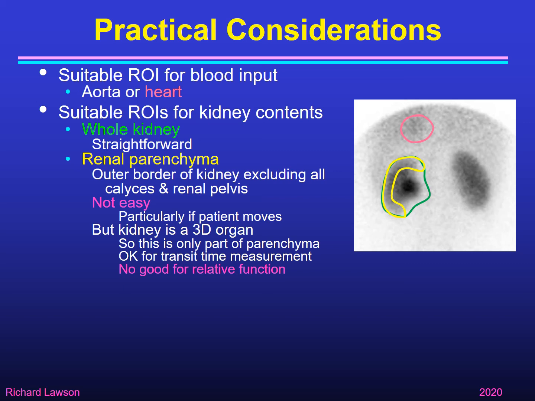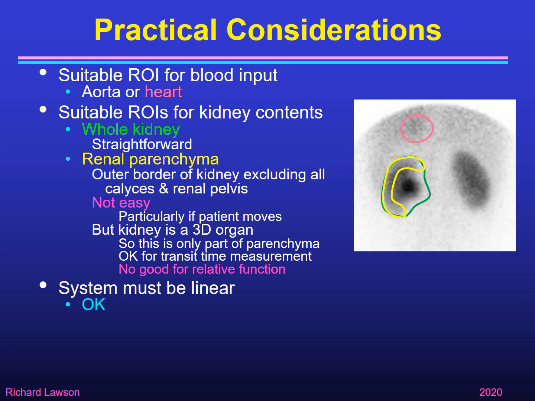But it won't be any good if we want to measure relative function, because the counts in this parenchymal region are less than the total counts in all of the parenchyma, so we will underestimate the activity in the kidney. So although we can use this parenchymal region for transit time, it's no good for relative function, and we still need a whole kidney region in order to measure relative function.